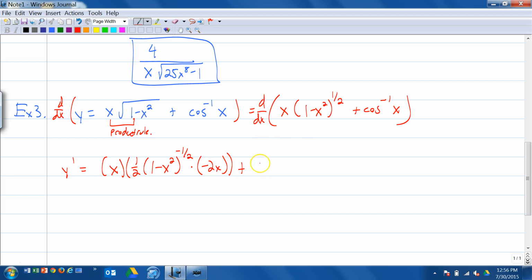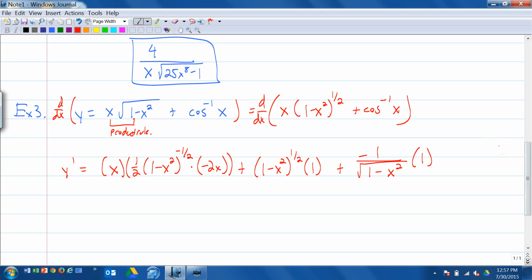Plus, we now keep this the same, and then times the derivative of x, which is 1, plus the derivative of that, which is actually a negative 1 over the square root of 1 minus x squared. Since it's x, the derivative of x is just 1, so we don't have to multiply by anything but 1 there. Okay, so we have this mess here. Let's try to simplify this a little bit.